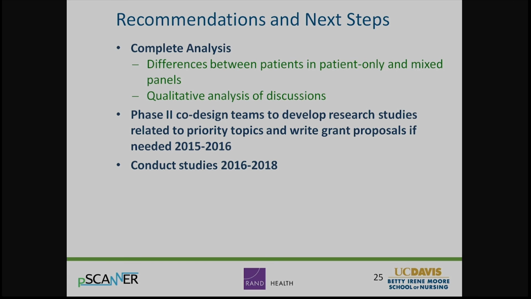In our next phase, phase 2, which starts tomorrow, we will be having co-design teams that take these priorities and actually develop research studies to address them. We will write grant proposals if those are needed. If we can do the studies without additional funding, we will try to do that as well. We hope to spend a year designing the studies and submitting grant proposals, and hopefully we'll be doing several of these studies in years 2 and 3 of phase 2.